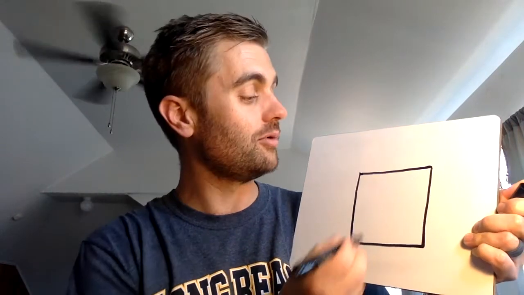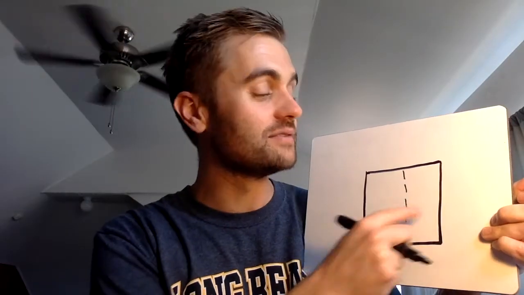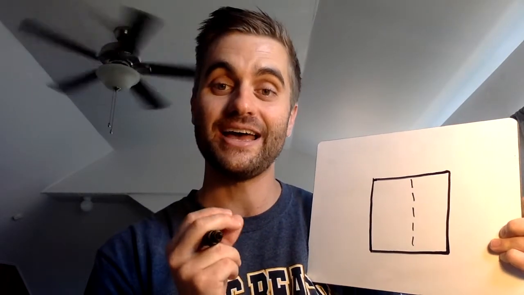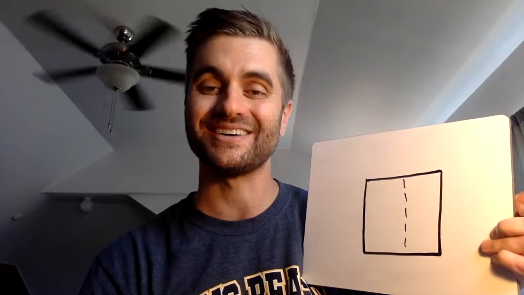I have this square here, and I want to divide it or cut it into halves, just like we did with that sandwich yesterday. So I'm going to divide it into two equal parts, and I'm going to use a dotted line to show you how I do that. So here, it doesn't look that great, but I have two equal parts that are almost the same size. We'll say they're the same size. So I have two equal parts that are the same size, so I have two halves.